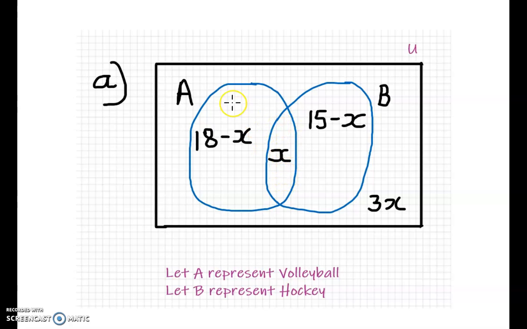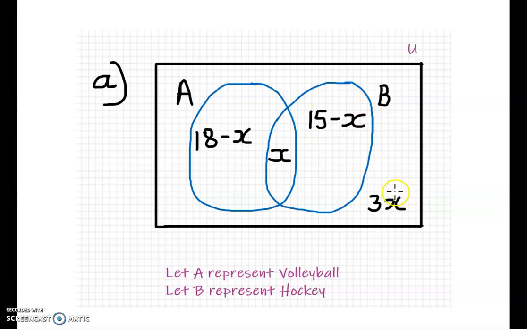Alright, we know that 18 persons play volleyball. If 18 persons play volleyball, then this region here represents A only, and this will be 18 minus X. So this whole set, the number of persons playing volleyball, A, is 18 persons. That's why 18 minus X. The number of persons playing hockey is 15. This represents all the persons playing hockey. But out of those persons who are playing hockey, there are some who also play volleyball. So that's why we say 15 minus X. So this region here represents the number of persons playing hockey only.